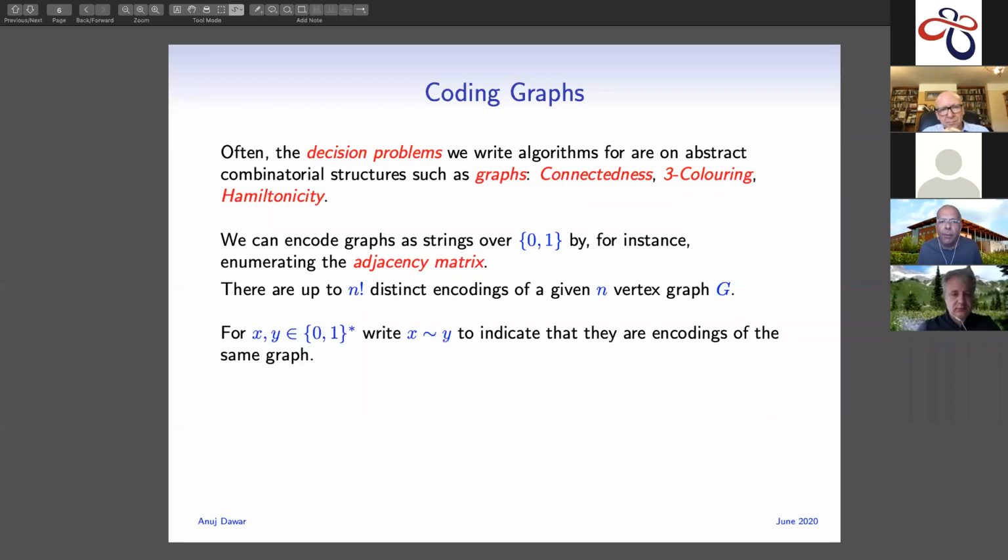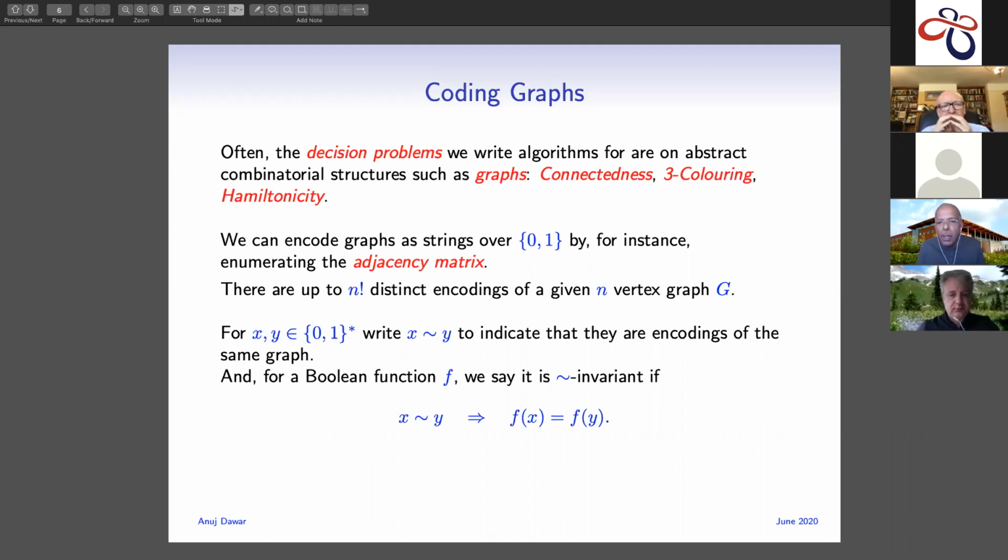representing the same graph. So let's say two strings are equivalent if they represent the same graph, which is to say, okay, I'll come back to what that means more precisely. But really, it just means we can reorder the vertices of the graph to get y from x. And we say that a Boolean function is invariant under this if exactly what it says. On equivalent strings, it gives you the same answer. This is what we would say that a Boolean function that really is deciding some property of graphs rather than of strings.